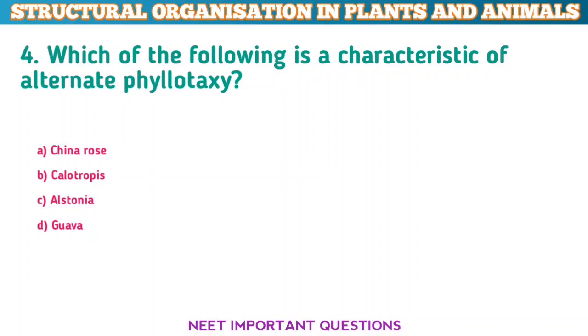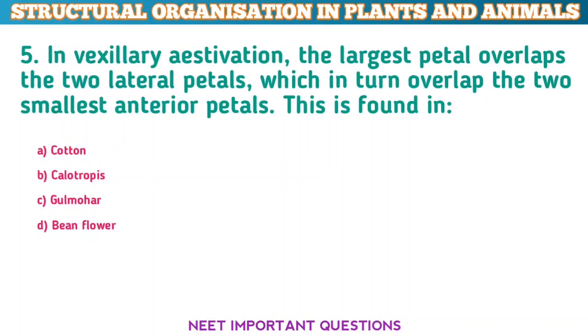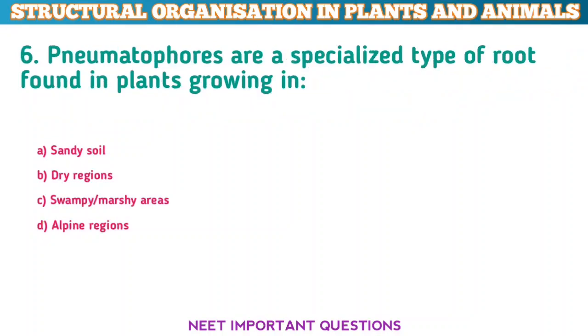Answer. A. China rose. 5. In vexillary aestivation, the largest petal overlaps the two lateral petals, which in turn overlap the two smallest anterior petals. This is found in. Answer. D. Bean flower. 6. Pneumatophores are a specialized type of root found in plants growing in. Answer. C. Swampy, marshy areas.